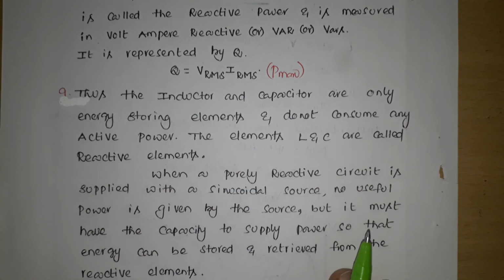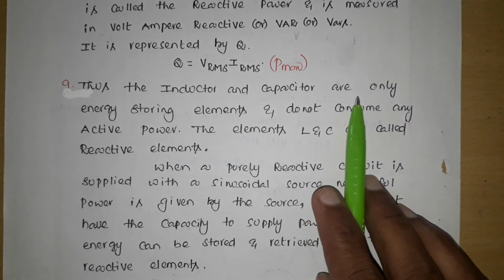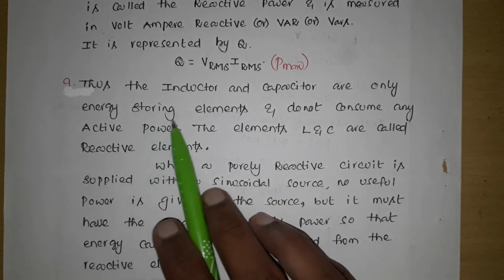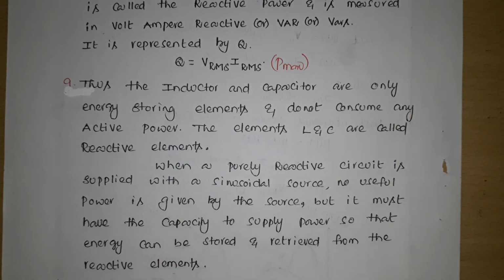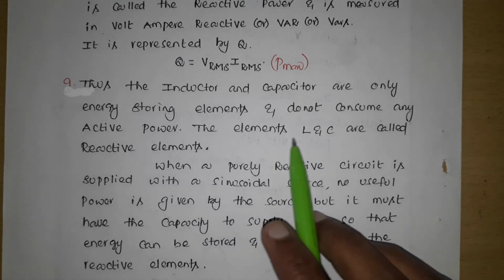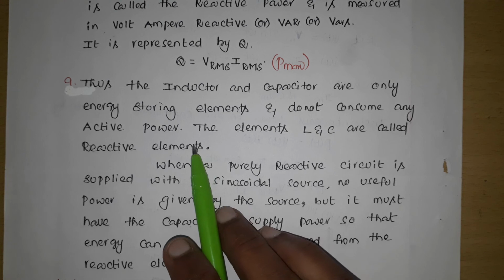Vrms Irms. Thus the inductor and capacitor are only energy storing elements and do not consume any active power. Active power is taken only by the resistor. Inductor and capacitor do not consume any active power. So the elements L and C are called reactive elements.